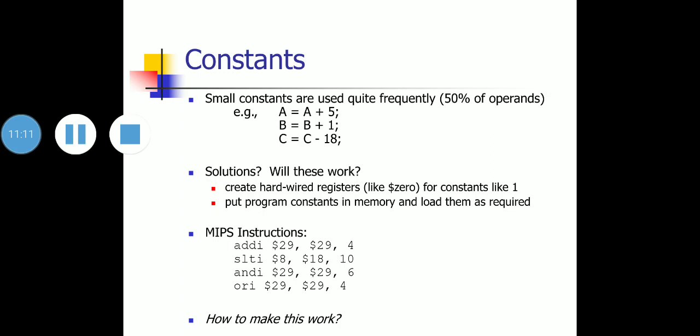So what the instruction says is that we need to add the constant to the register content of A, and we need to place that in the register A. We need to add 1 with the register content of B, and we need to place that in the same register B. We need to subtract the constant from the register content of C, and again we need to place that in C. Okay. So MIPS instructions will look like this: addi, slti, andi, ori operations.